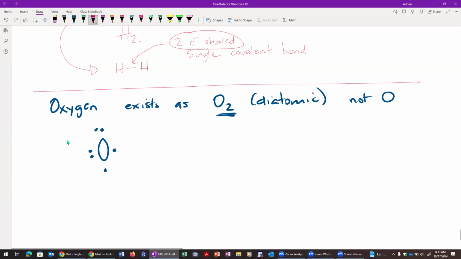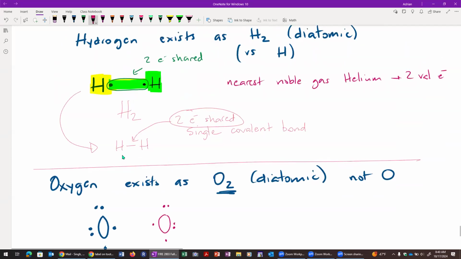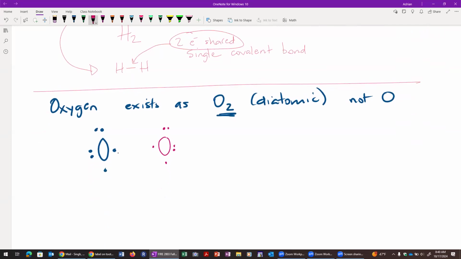Well, if I have another oxygen close by, it also has 6. 1, 2, 3, 4, 5, 6 valence electrons. Guess what they can do? Very similar to the hydrogen, they can start sharing electrons between them now. And if they share one pair of electrons, okay, then the O on the left has 2, 4, 5, 6, 7. But still needs one more.